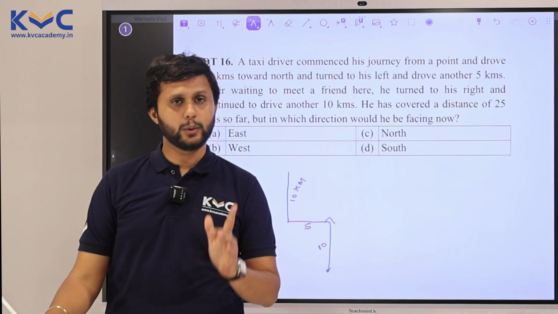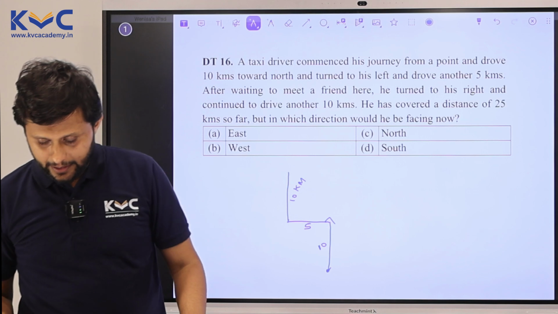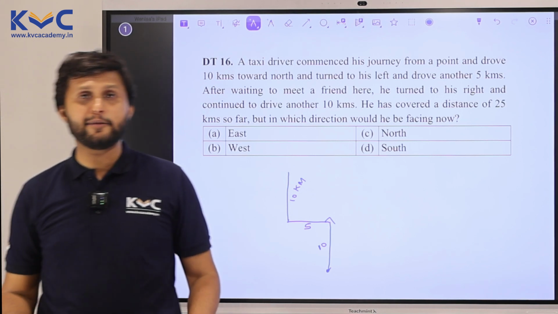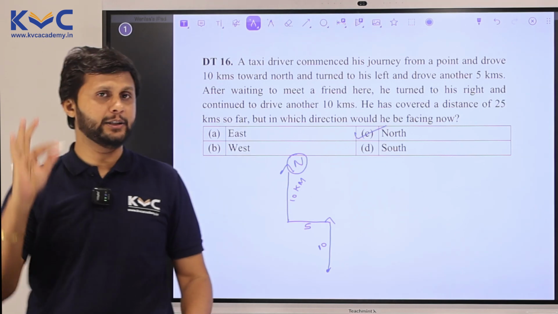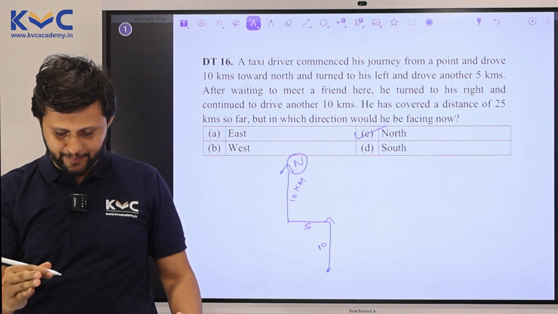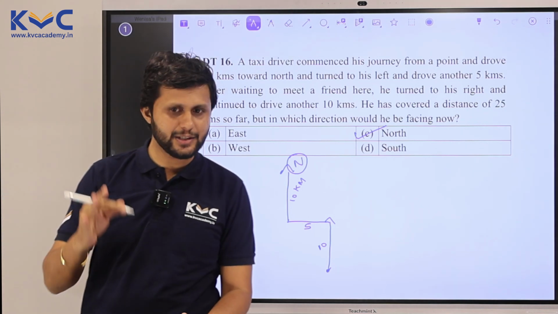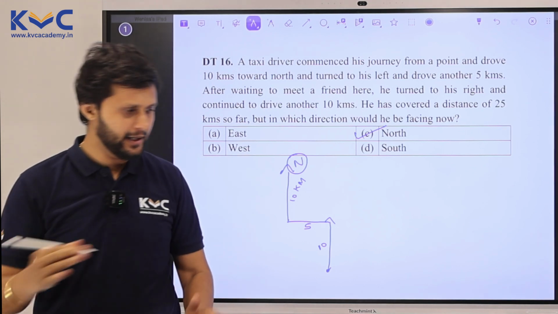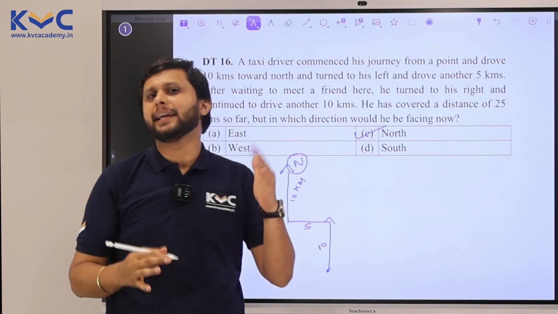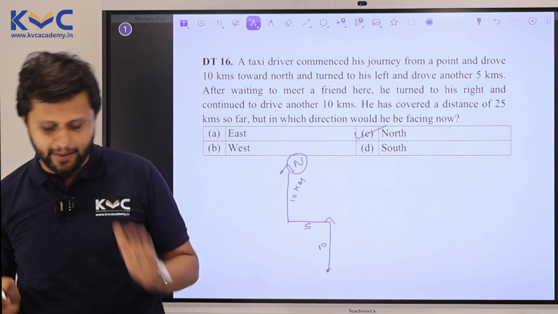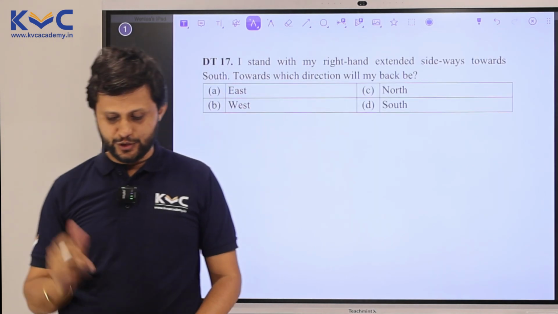He has now covered total 25. I agree. First we had 10, then 5, then 10. But in which direction is he facing now? That is north. Because he started towards north, he turned right and he turned right again. When you turn right again twice, you go back to the same one, right? You turn, in fact, you turn left first, I guess, yes. So when you turn left and then turn right, it nullifies and you're still moving in the same direction. Answer is north. 17th question.